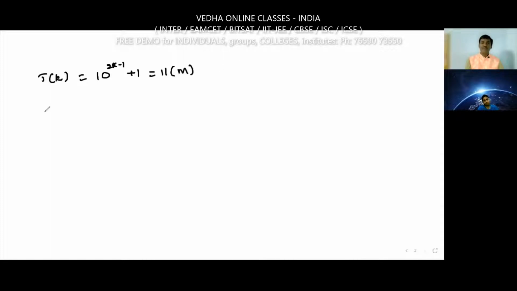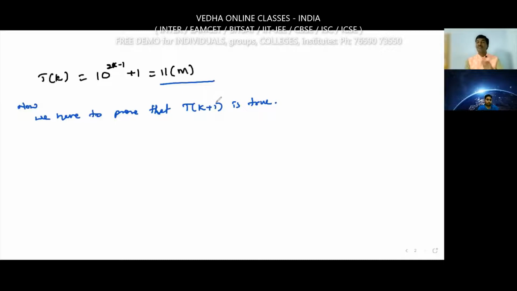Now we have to prove that T(k+1) is true. Based on this, by using this, we have to prove that it is also true for k+1, that is n = k+1.